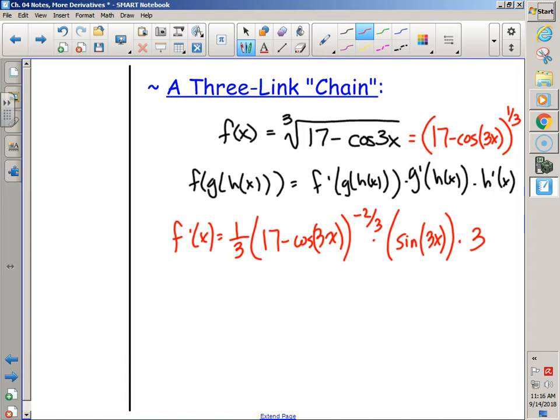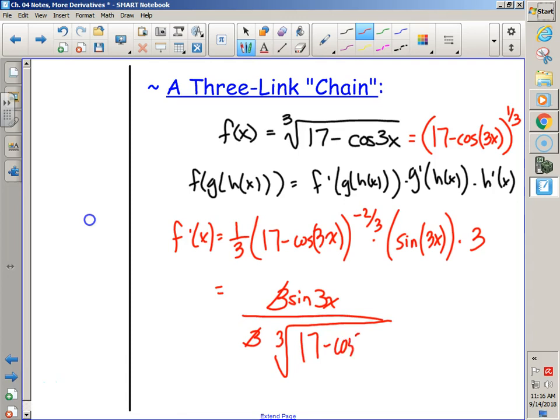We should rewrite this, though, just to be nice, right? So we'd end up with, anybody get 3 sine of 3x all over? 3, well, yeah, I suppose so. There you go. How do we do a 2/3? Not that they couldn't write the 2/3, whatever, they could, but good. Cube root of 17 minus cosine of 3x squared.